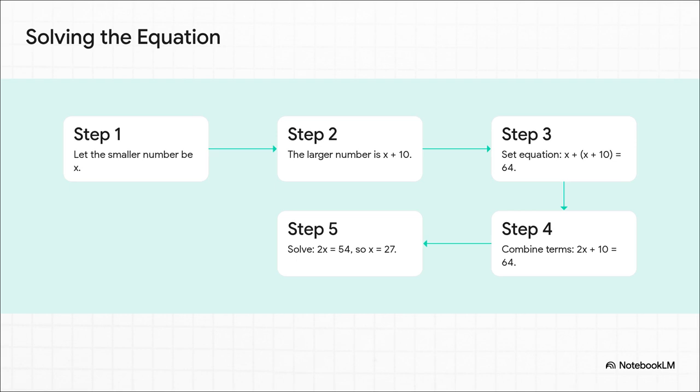Step 4, we combine our x's to get 2x plus 10 equals 64. Step 5, subtract 10 from both sides, so 2x equals 54, and dividing by 2 leaves us with x equals 27. If the smaller number is 27, the larger is 10 more, so 37. You see? Equations are just expressions set equal to a value so we can actually solve for x.